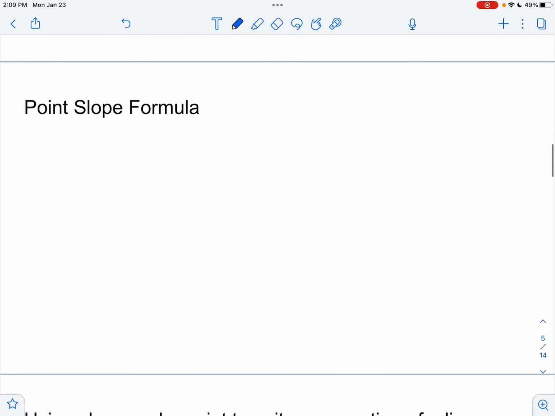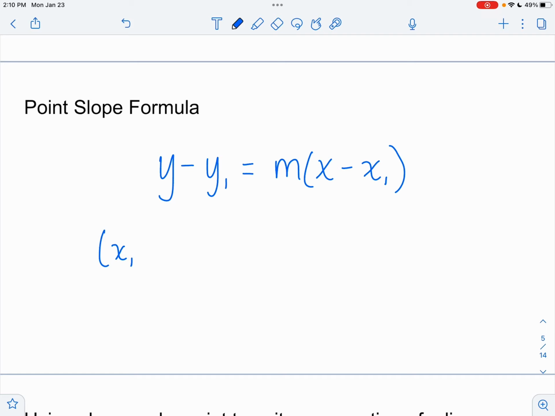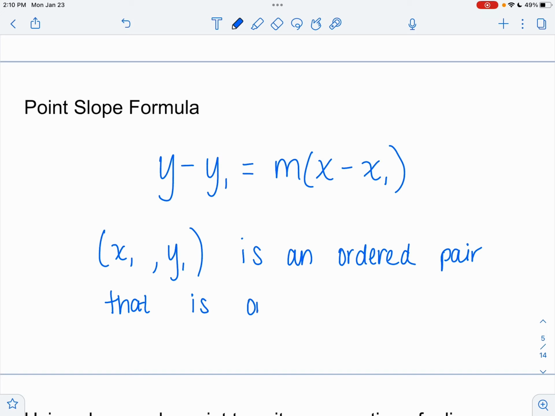The new formula that we're going to learn is point slope formula, and it's kind of like a gateway to getting to our equation of a line. So the point slope formula is y minus y1 equals m times x minus x1. So make sure the x minus x1 is in parentheses, and x1, y1 is an ordered pair that lies on the line.